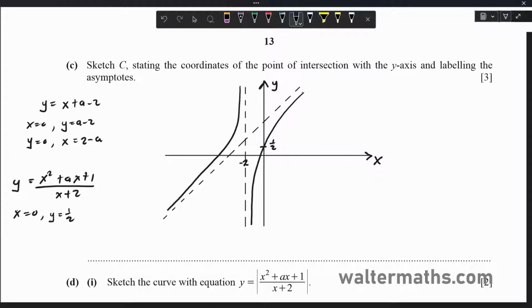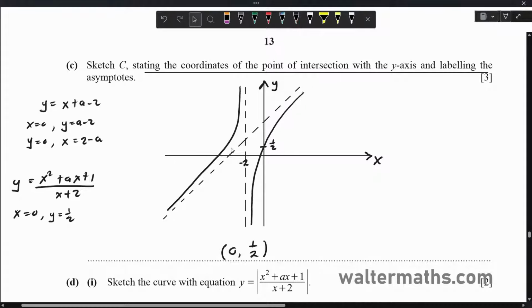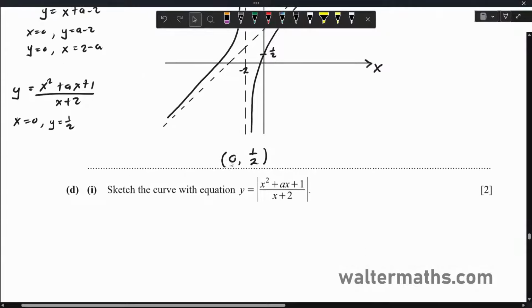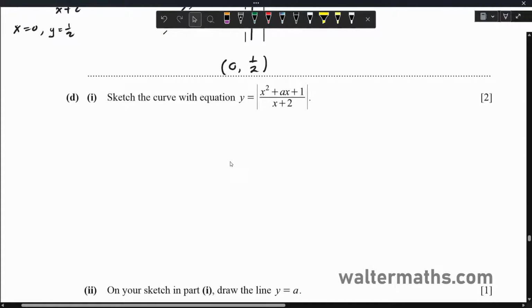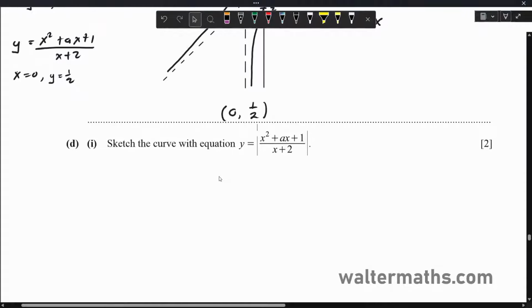And the question had said we should also state the coordinates of the point of intersection with the y-axis. And we said it intersects the y-axis at a half. So the coordinates are 0 and a half. So that's how we do it. I don't know if you did the curve the same way. I did the curve the same way. Yeah. Okay, that's good.